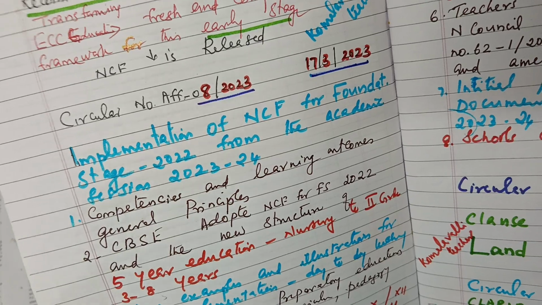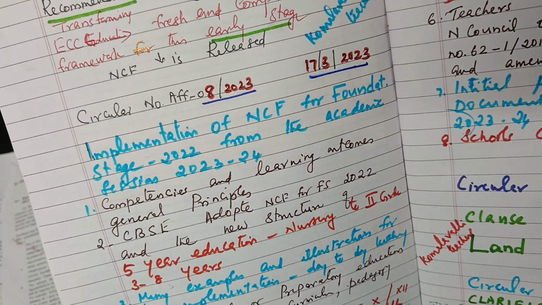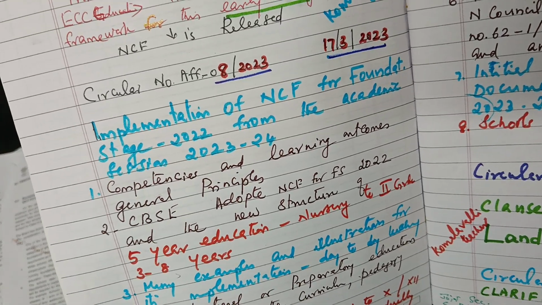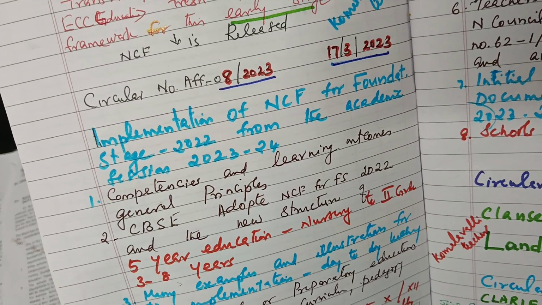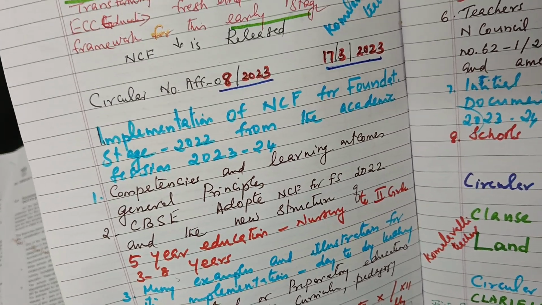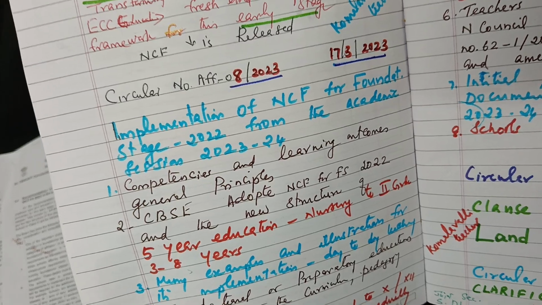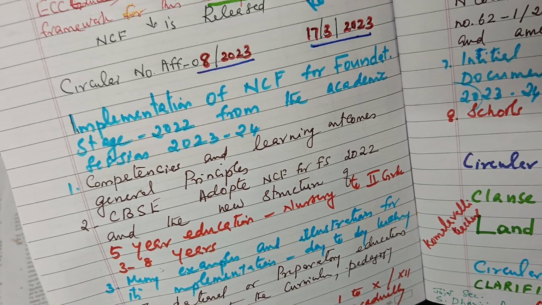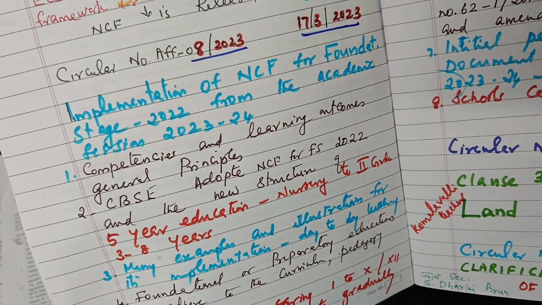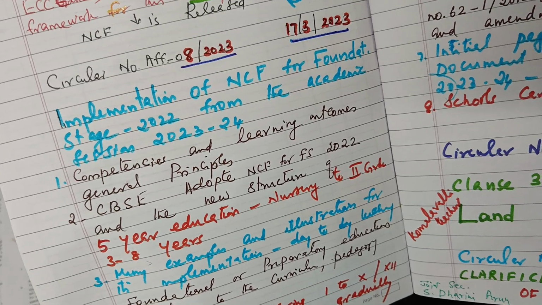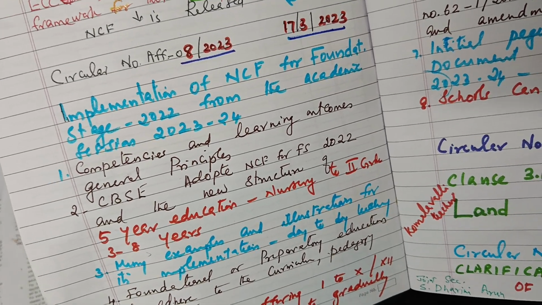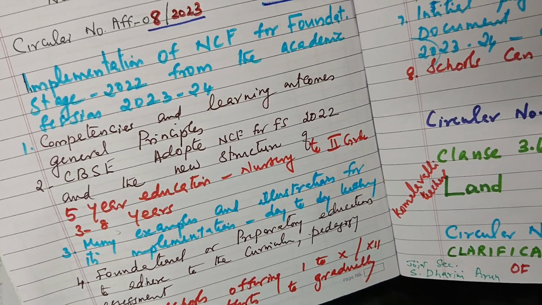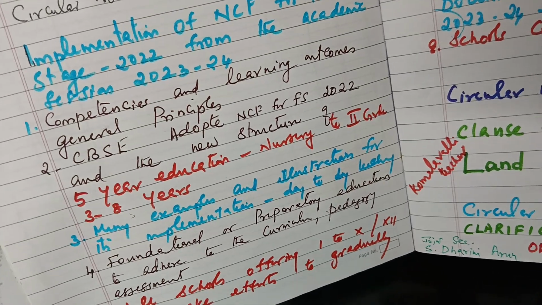Competency-based education and competency-based outcome is very important as far as learning outcome is concerned. Competency means a person is becoming proficient in a particular skill, competent enough to do the thing. Skill, ability, knowledge, competency. I have taken only the highlighting points, not the complete thing. Then the second point is that CBSE adopted NCF for Foundation Stage 2022 and the new structure of 5-year education, nursery to second grade, 3 to 8 years.